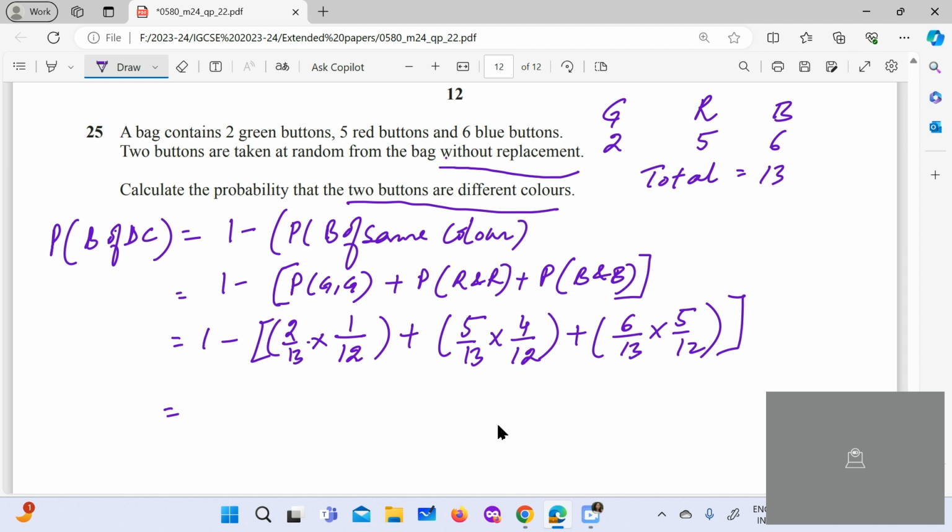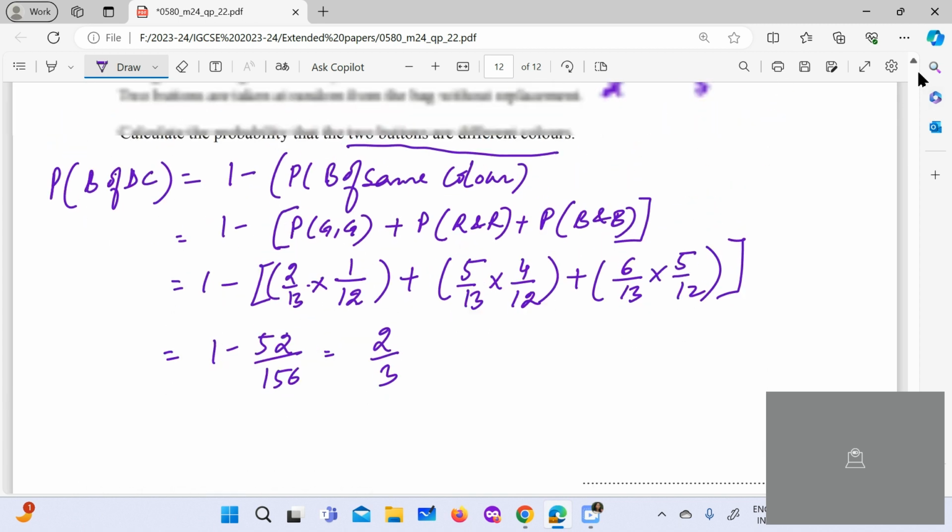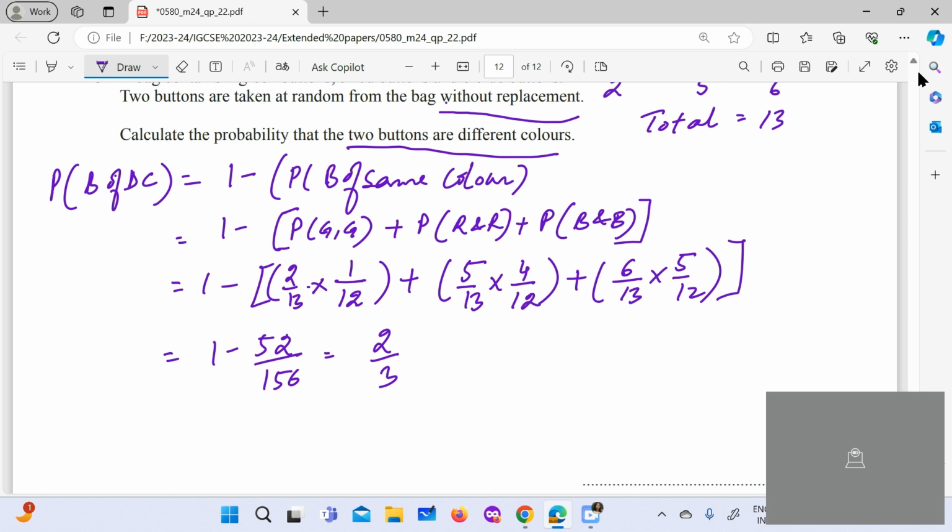Now you just input all the values in your calculator and you will get 1 minus 52 over 156, which finally you will get as 2 over 3. So the probability of getting buttons of different colors is 2 over 3.